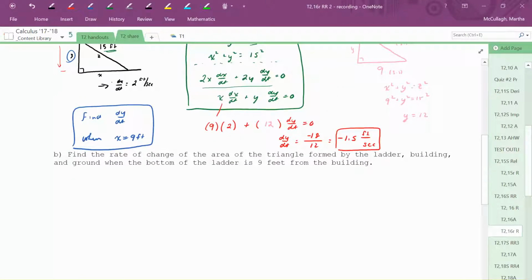For part B, find the rate of change of the area of the triangle formed by the ladder. So I still have the same diagram from above. I can still use the same picture. But what I'm finding now is I want to find the rate of change of the area. So how is the area changing? dA/dt, A for area. The triangle formed by the ladder, the building, and the ground, when the bottom of the ladder, we're still looking at when x is 9.